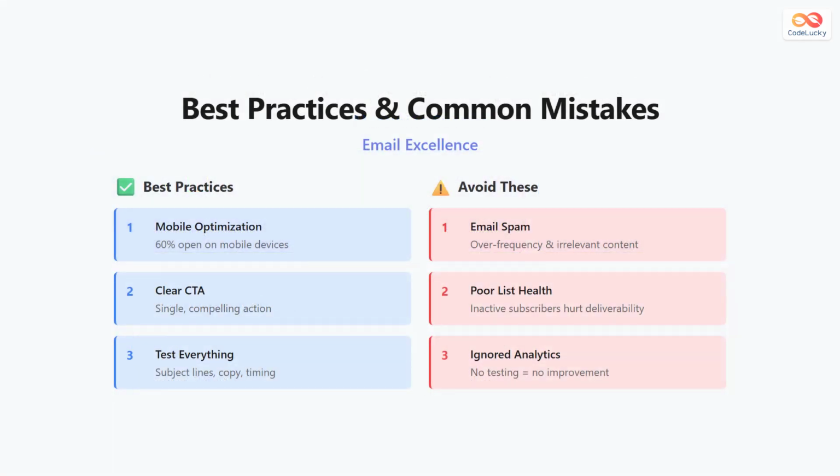Follow these best practices to maximize email effectiveness. First, optimize every email for mobile devices, since 60% of opens happen on mobile. Second, include a single, clear call to action that guides readers toward one desired action. Third, test everything continuously to improve performance. Now, avoid these common mistakes. Don't email too frequently or with irrelevant content, as this leads to unsubscribes. Don't ignore list health by keeping inactive subscribers, as this hurts deliverability. Don't skip analytics and testing, as continuous improvement is essential to success.